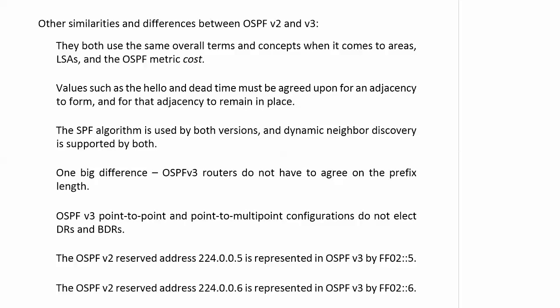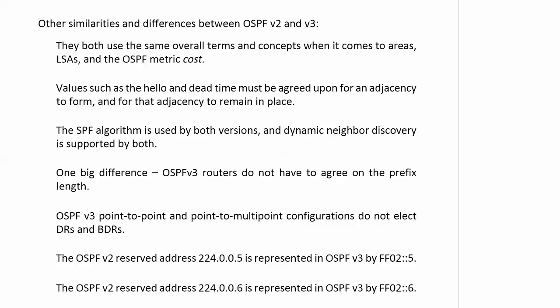One big difference between the two: version 3 routers don't have to agree on the prefix length. Remember in version 2, and I know that's been a while and we've hit you with a lot of information here, but remember how we had those two addresses that were actually sequential but had slightly different masks so we could not have an adjacency? Well, again, version 3 routers do not have to agree on the prefix length. Version 3 point-to-point and point-to-multipoint configurations do not elect DRs and BDRs.